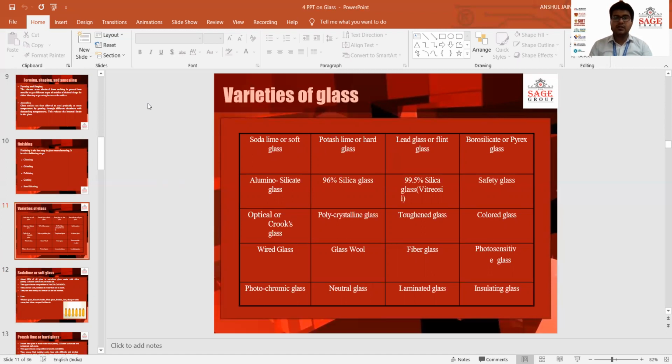Soda lime, which is also called the soft glass, potash lime, which is also called hard glass, flint glass, pyrex glass, alumino silicate glass, silica glass, safety glasses, optical glasses, polycrystalline glasses, toughened glass, colored glass, wired glasses, fiber glass. Then we have photochromatic glasses, which are in use nowadays and quite popular. Laminated glasses in vehicles also, which we are using, and insulating glasses, right?